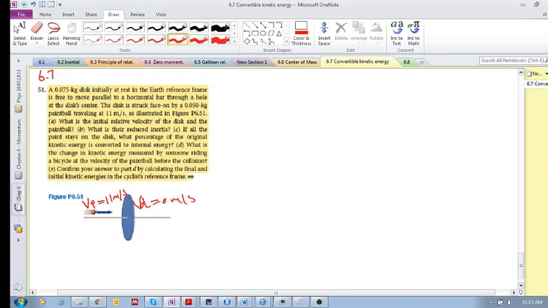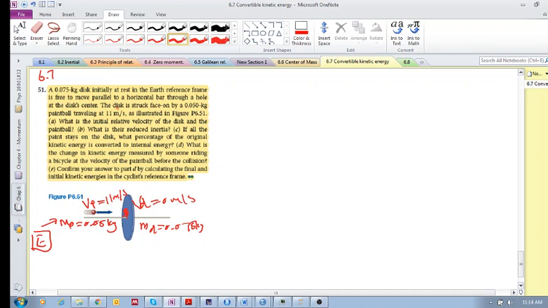If the paintball collides with an object, it goes splat, right? So it basically breaks up and all the paint gets stuck on the disc. That's the basic idea here. Disc, 0 velocity, paintball, 11 meters per second. The inertia of the disc is 0.075, and the inertia of the paintball is 0.05 kilograms. We're looking at this in the Earth reference frame.